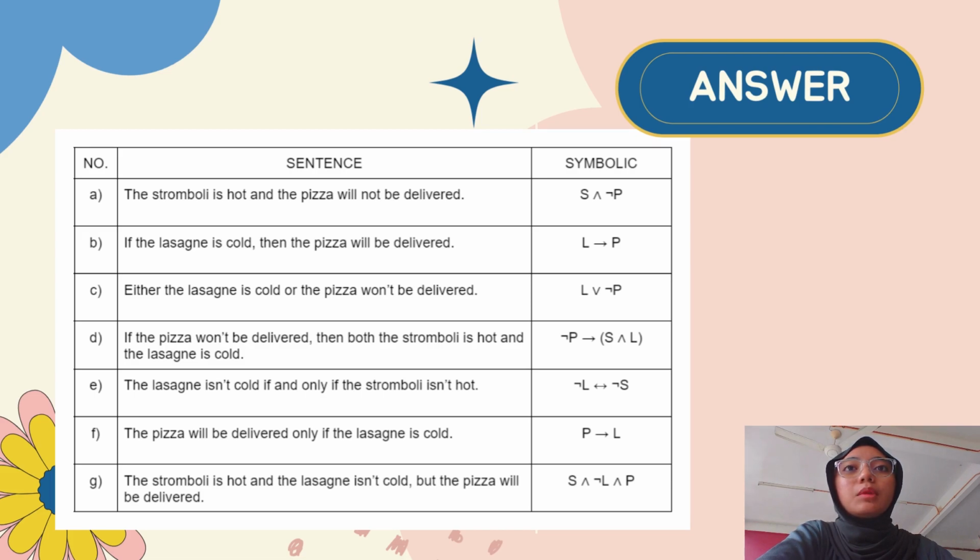For F, the pizza will be delivered only if the lasagna is cold. The symbolic form is P conditional L. And the last one, for G, the stromboli is hot and the lasagna isn't cold, but the pizza will be delivered. The symbolic form is S conjunction not L conjunction P.